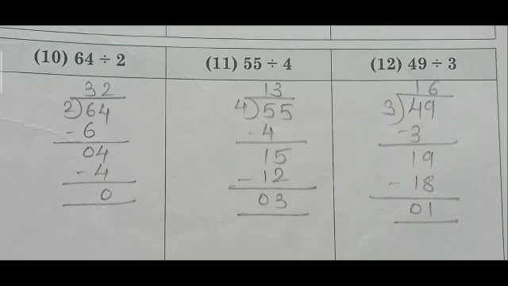Now students, look at the 10th one. The 10th one is 64 divided by 2. So 64 is the dividend and 2 is the divisor. The first number is 6, and that number is greater than 2. That means we will do the division with a single digit.